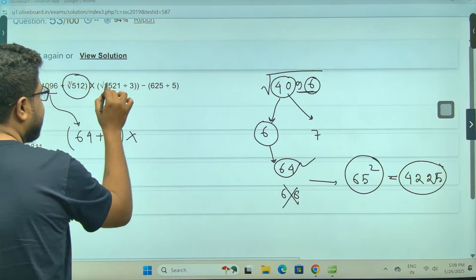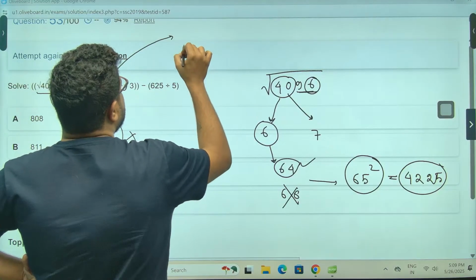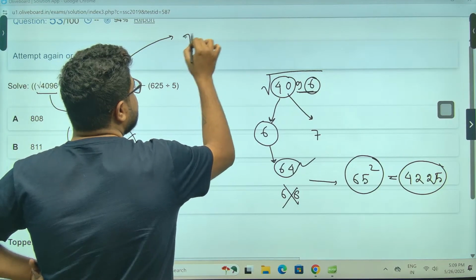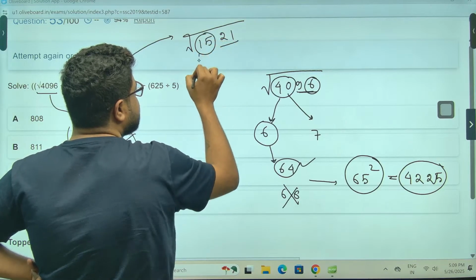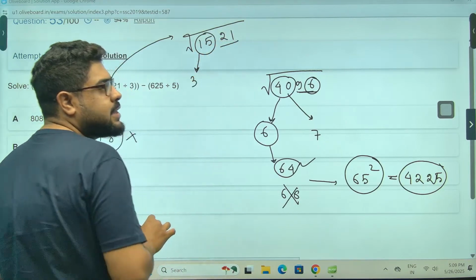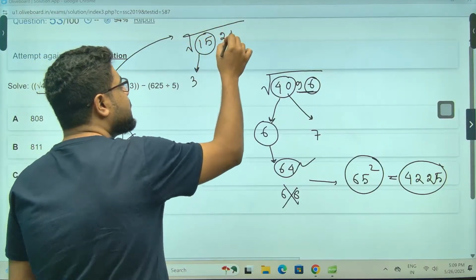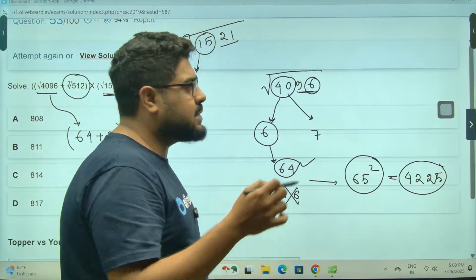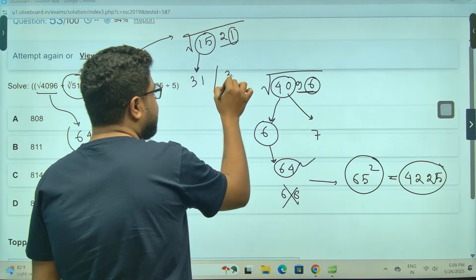Again, 1521, I don't know. Say for example, 1521 is 39. If you don't know, chalo, no worries. Same logic. Get rid of the last two digits. So this is between 3 and 4. I'll take the smaller one, 3. 3 square and 4 square. Now, for this, the unit is 1. So it can be 31 or 39.